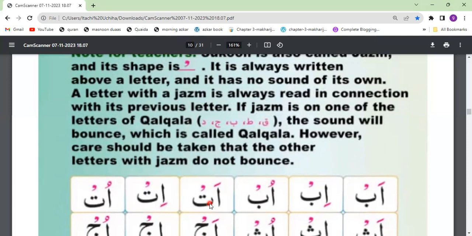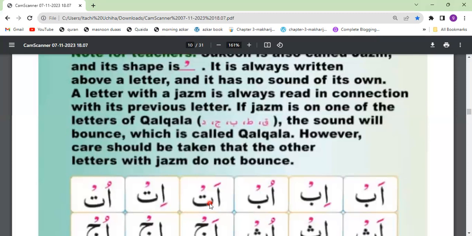Because we don't have to do the qalqala. We don't have to bounce the letter ta, because if we do so, it's going to be the wrong pronunciation. Ta is not from the letters of qalqala. Okay? And what does qalqala mean? It means to bounce the letter, to make it a jerking sound.